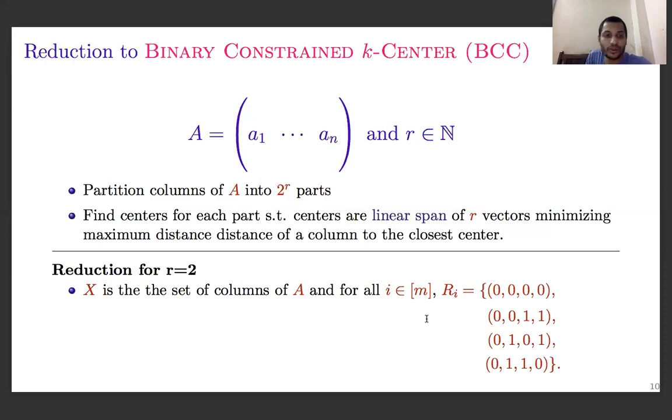So one can easily show that any set of k centers satisfying these relations, where each Ri is the same as this one, R1 is the same as this set, R2 is the same as this one, then that set of centers will have rank at most R. Moreover, for any set of centers whose rank is at most R, it should satisfy this property. One can easily show that because the fourth entry is a sum of the second and third.